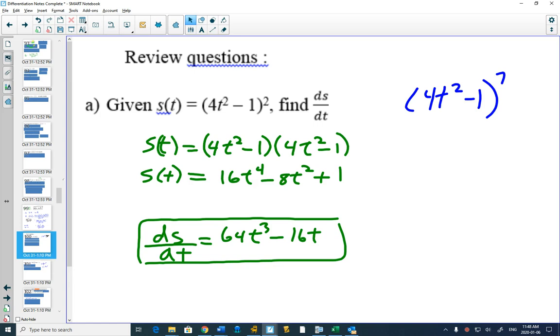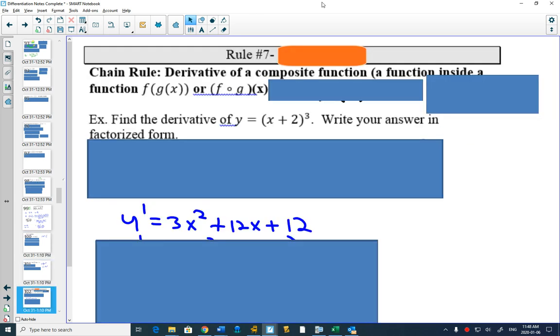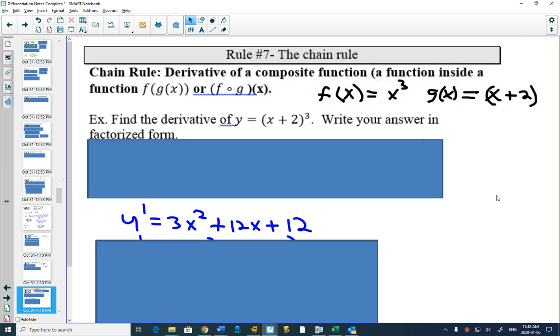Is there a shorter way that we could do this instead of multiplying it all out? The answer in rule number 7 is most likely yes. There is a shorter way. So here, what would happen if you had x plus 2 all cubed and you wanted to find the derivative? And then it says write your answer in factorized or factored form.